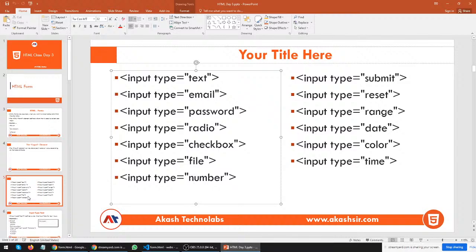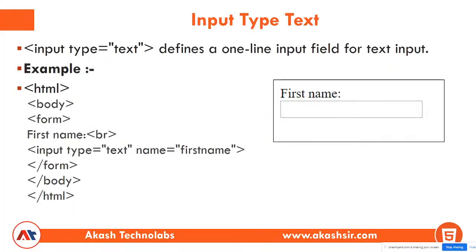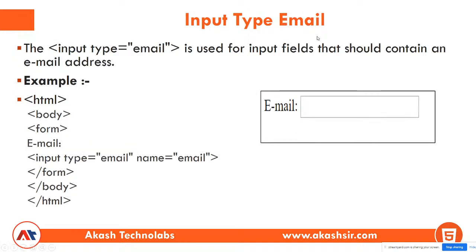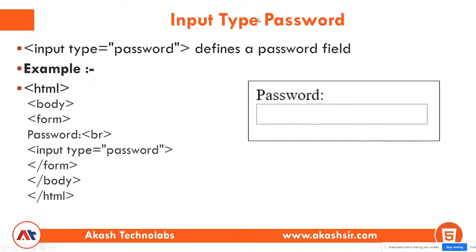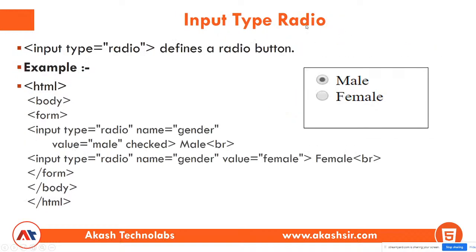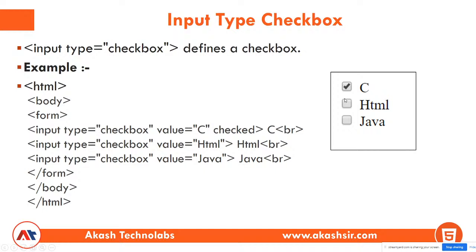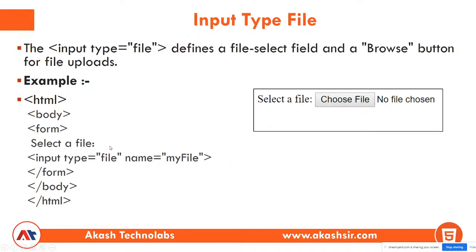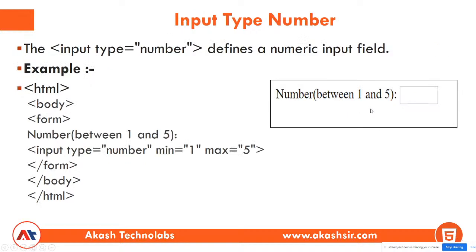Let me give a quick tour from this PPT. This is input type text. Be with me, guys. It's time to cover this PPT in the next 5 minutes. Input type text for the text box, input type email for the email, input type password for the password, input type radio for the radio. You can see this is the code and this one is the output. Then input type checkbox, you write input type checkbox and your output will be like this. Input type file, you can see this is input type file. Input type number, you can see the min and max value.